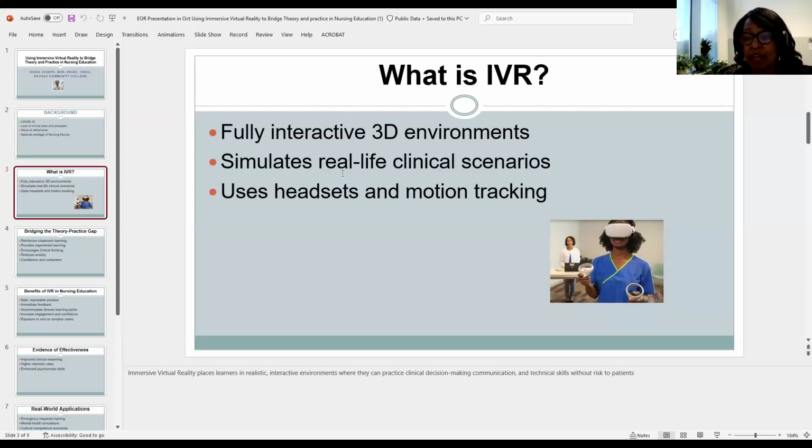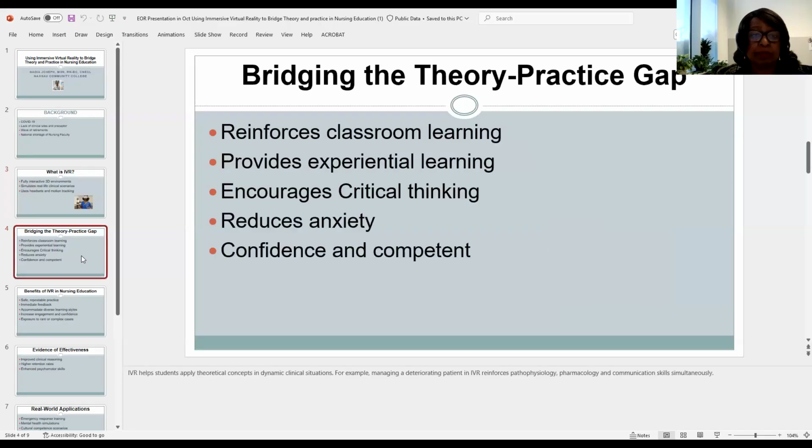As you can see, they have the headset and the motion tracking, so they can do it. They can use it for anything, medication administration. They can use it to practice how to do CPR to make sure that they know how to do it very, very well. Whatever situation, as long as it is programmed, the student or the newly graduated nurse will be able to function properly. The purpose of that device is to really reinforce the classroom learning.